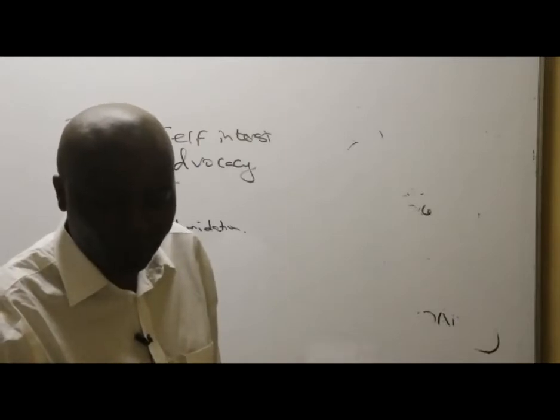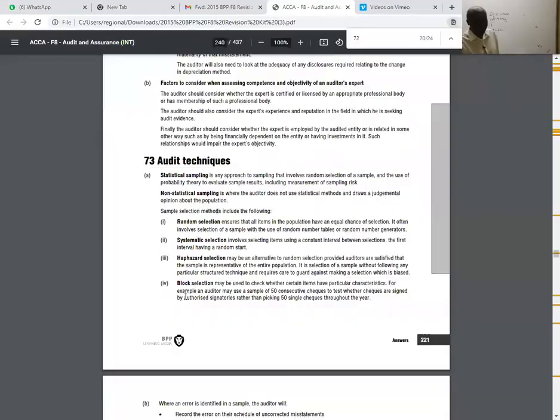For block sampling, I'm reading here, it may be used to check whether certain items have particular characteristics. For example, an auditor may use a sample of 50 consecutive checks to test whether the checks are signed by authorized signatories, rather than picking 50 single checks throughout the year.